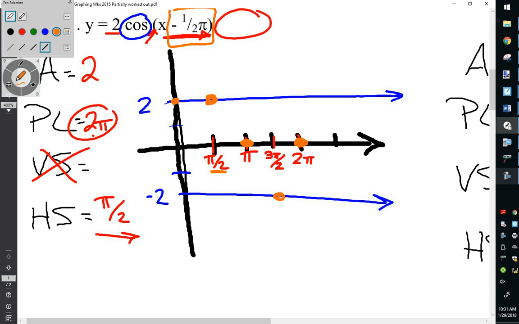And I need one more to repeat the cycle, so I'd go one more line. I threw an extra hash mark up here. I don't have to label it. It's fine. It'd be right there. It would technically be 5 pi over 2. But you don't have to label it. Start at the top, middle, bottom, middle, top. There's my graph.